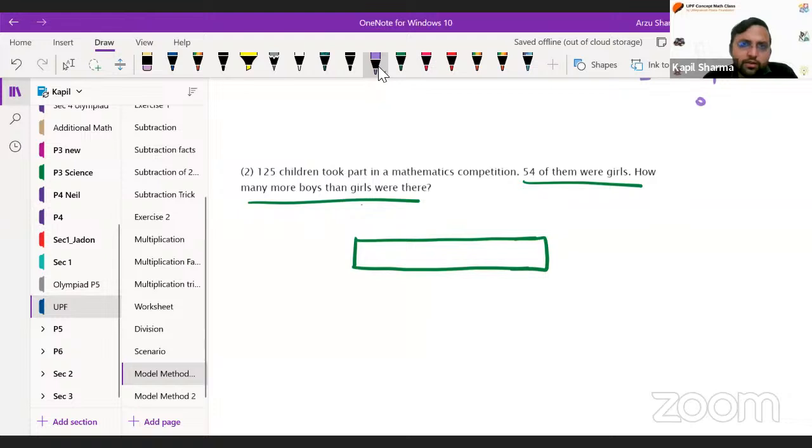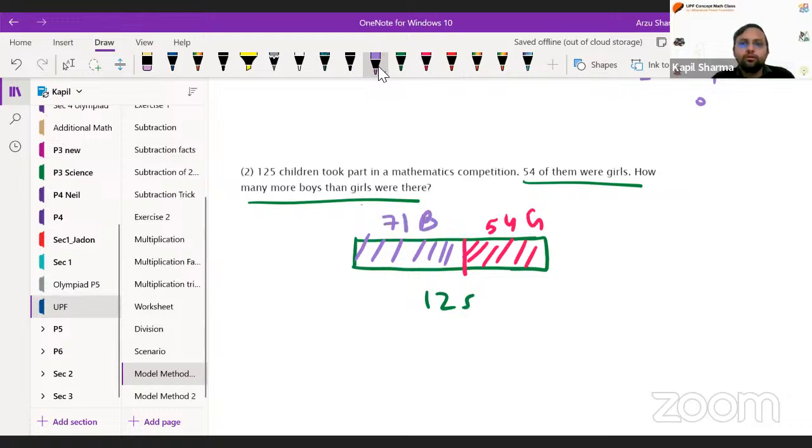So this represents the total number of students. Okay. Total number of children. And then 54 are girls and the remaining, which is basically 71, of them were boys. Okay. Now the question is how many more boys than girls?